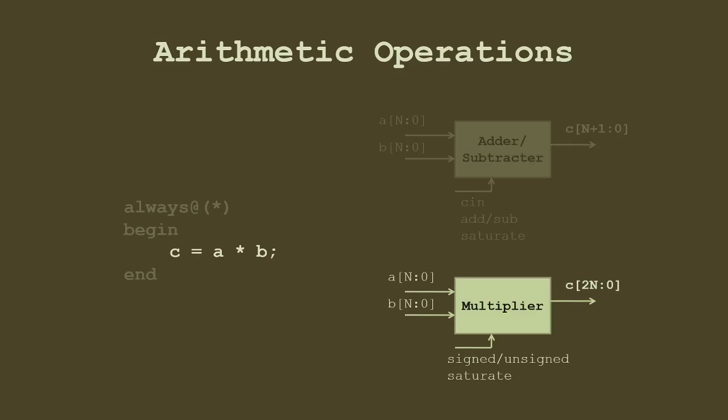Most of the time this works fine, but at times we want to specifically use some adder or multiplier from a library. In that case, that module will be available to us, and we'll use an instance of that module instead of writing C is equal to A plus B and so on.